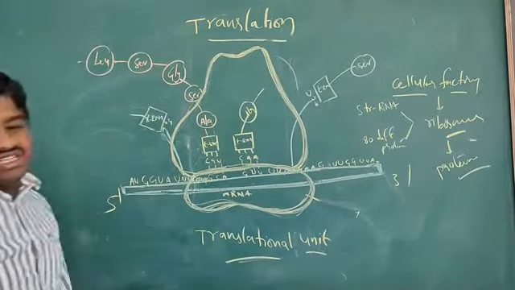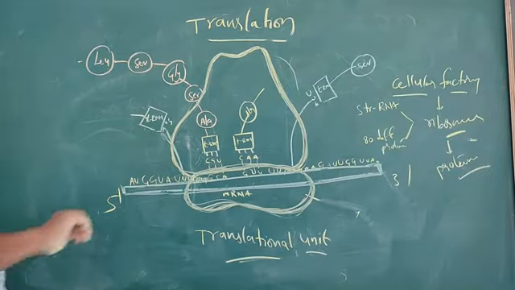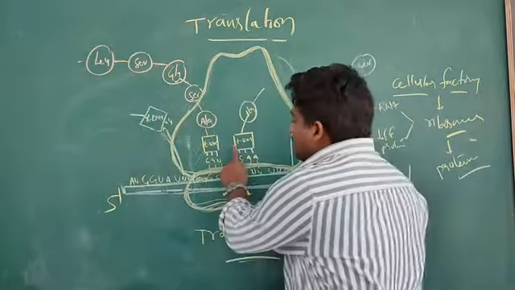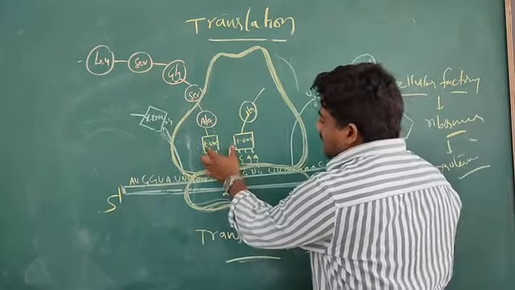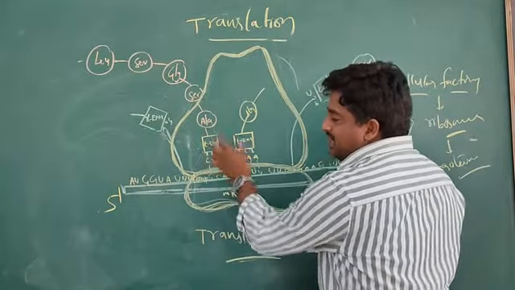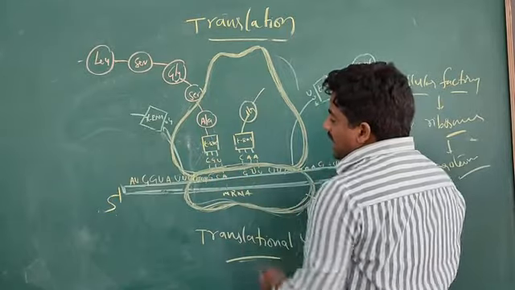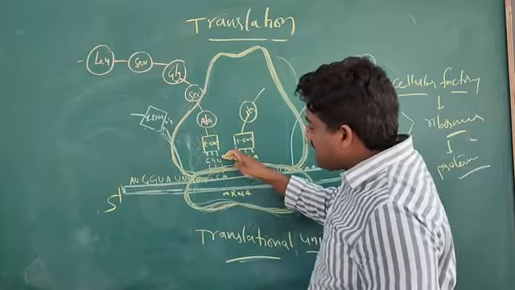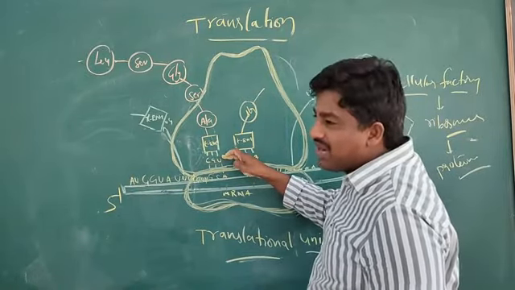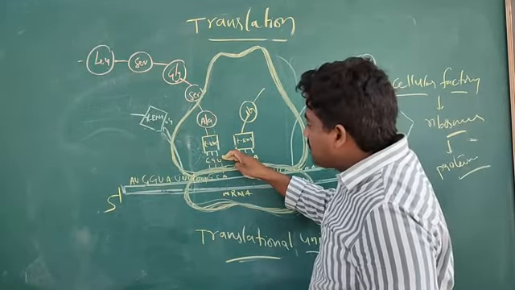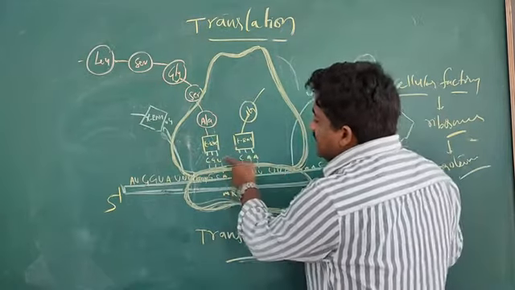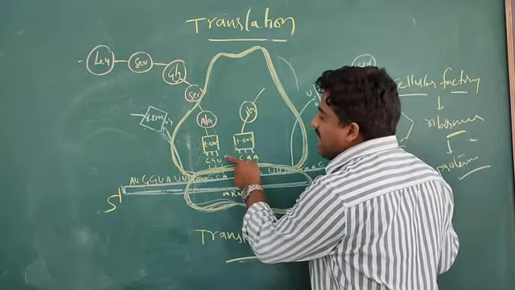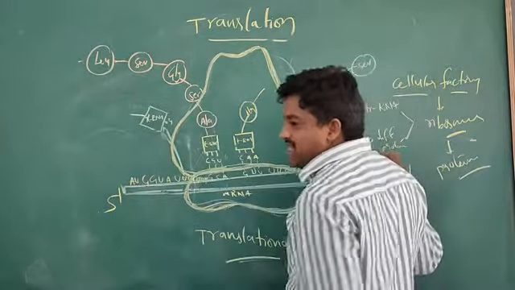See this larger subunit. It contains two sides. In the two sides, amino acids are present. Based on the complementary base sequence, the nitrogen bases can be added to the formation of the polypeptide chain.